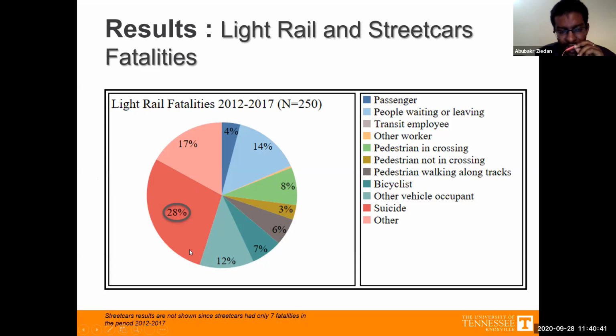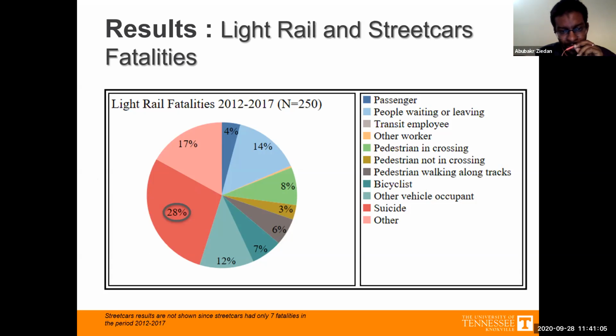This is the reason we did not estimate a negative binomial regression, because we think that suicide has nothing to do with the operation characteristics of the system. It has to do with other things that are not related to the system characteristics.